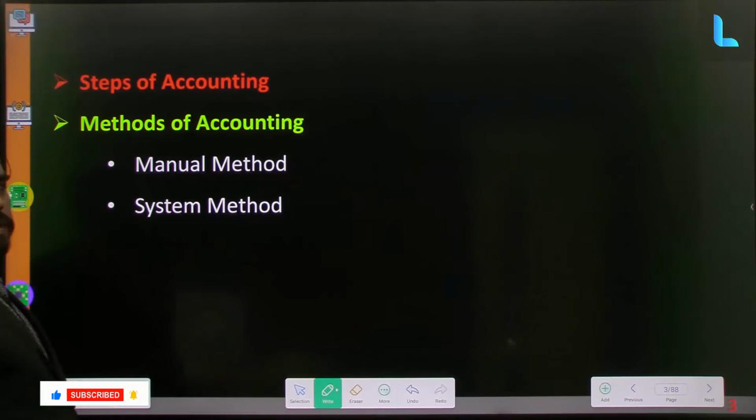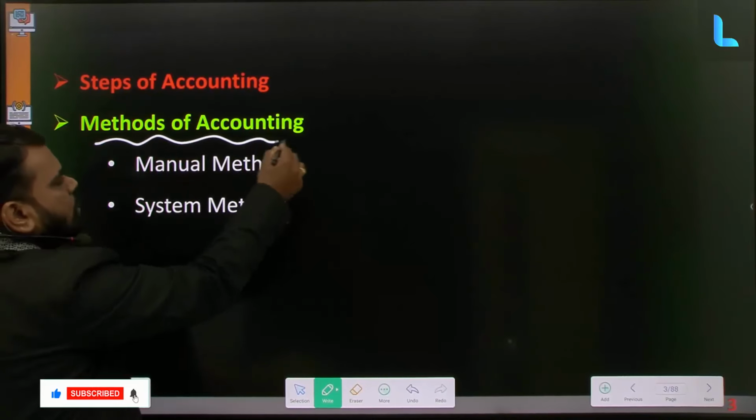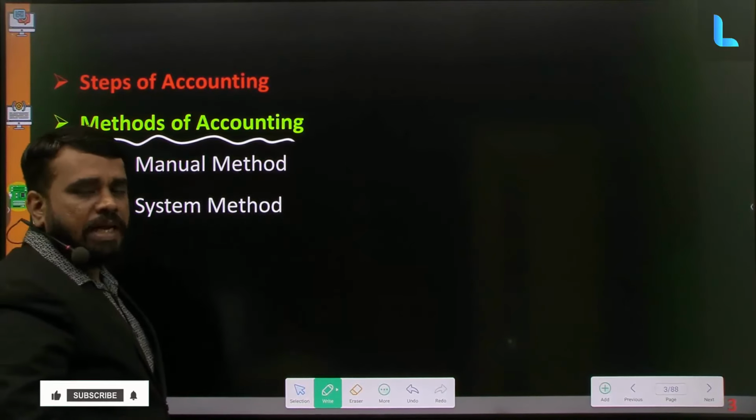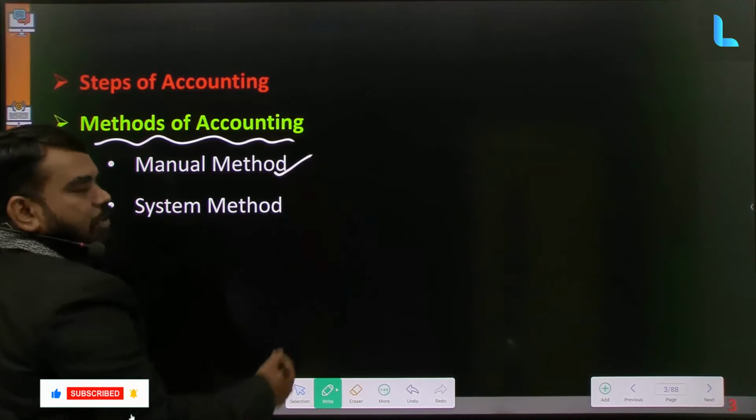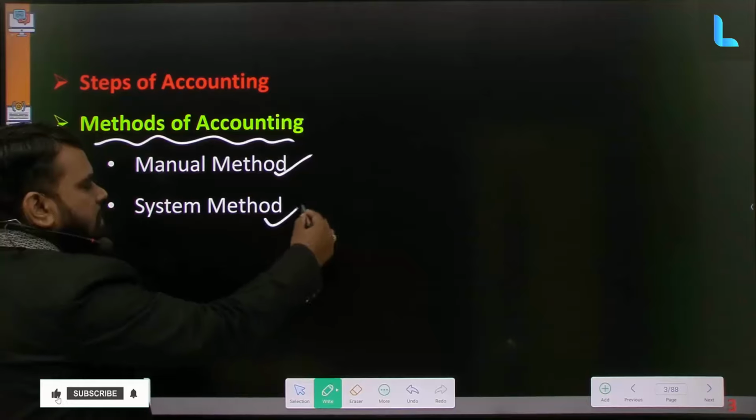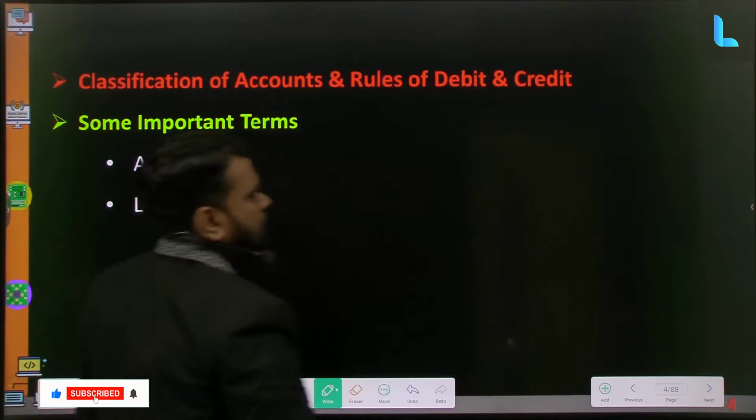Next, under steps of accounting, we will be learning the methods of accounting. That is, how can we maintain accounts? What are the methods available? So there are two methods. One is the manual method, the other one is the system method. We will learn those things in this particular topic.